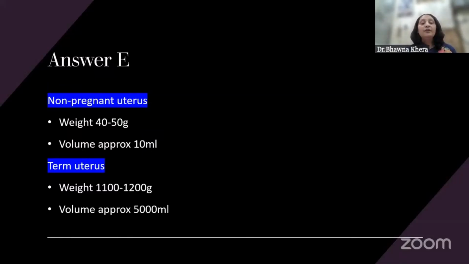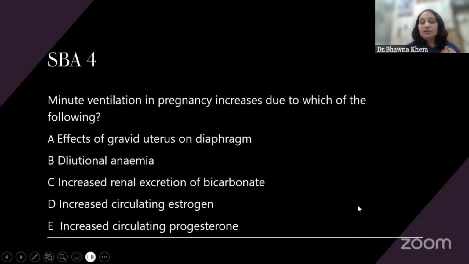So non-pregnant uterus weight is 40 to 50 grams. Volume is approximately 10 ml. And in the term uterus, the weight is 1100 to 1200 grams, and the volume is approximately 5000 ml. Perfect. So this is how we are going to remember this. Now, moving on to the next question.